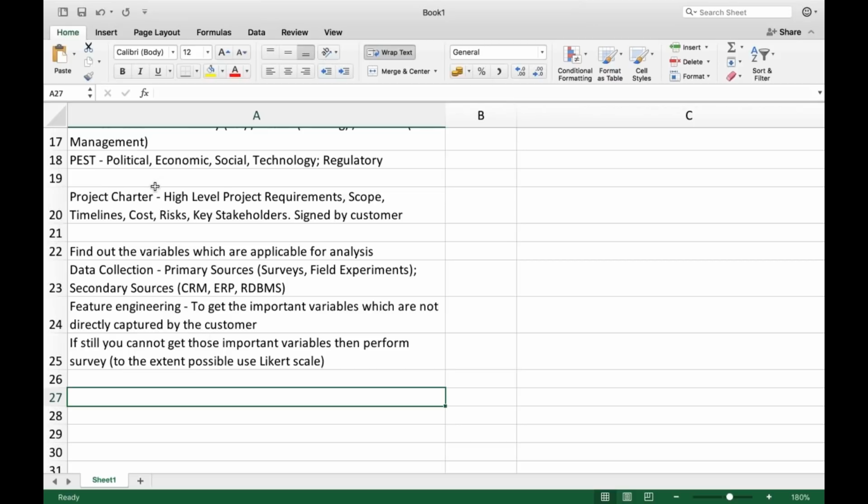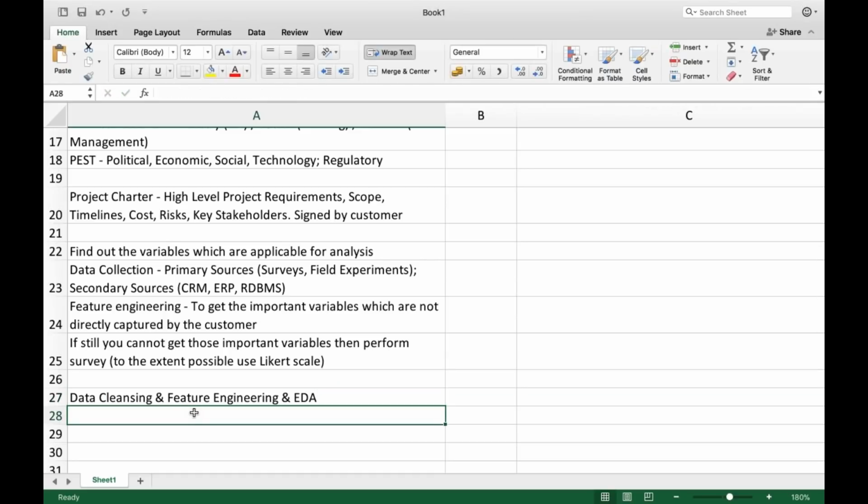Once you get the data, then you need to perform some amount of data cleansing coupled with feature engineering. And in due course, you also perform exploratory data analysis. Take each column, understand the definition of that column, right? And then look out for whether you have null values, NA values, some kind of outliers in the data.